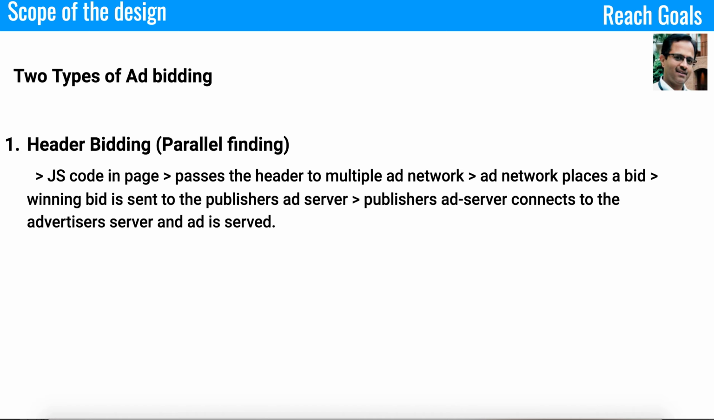So that is how header bidding works, and the difference from the other method is that it sends the request in parallel to the different ad networks, right?